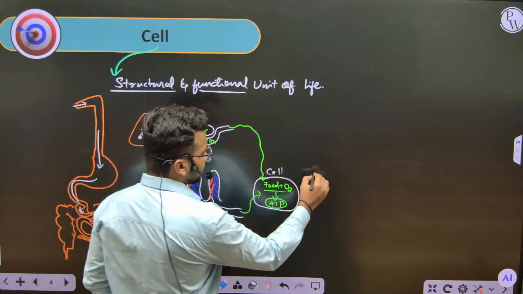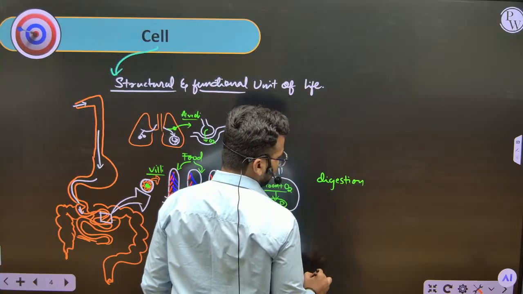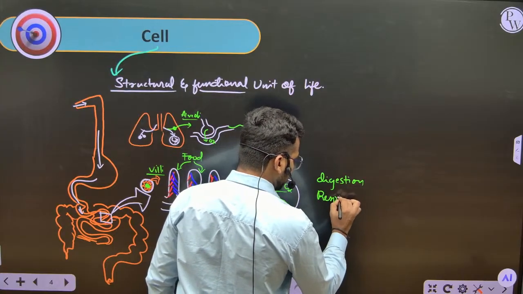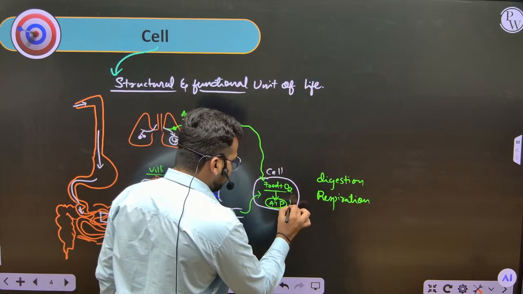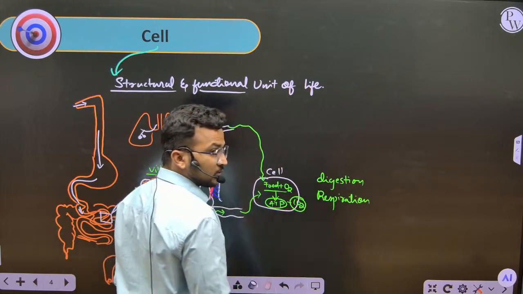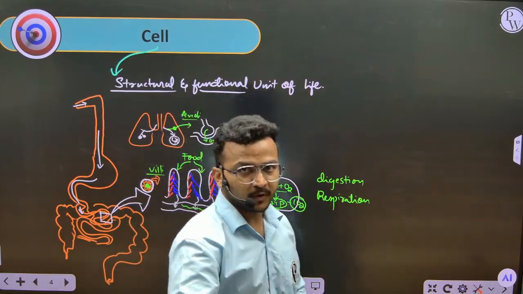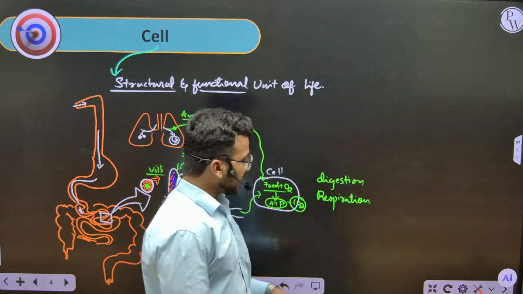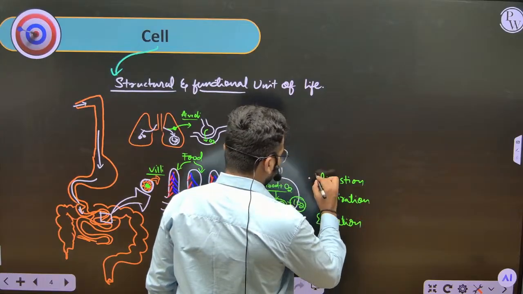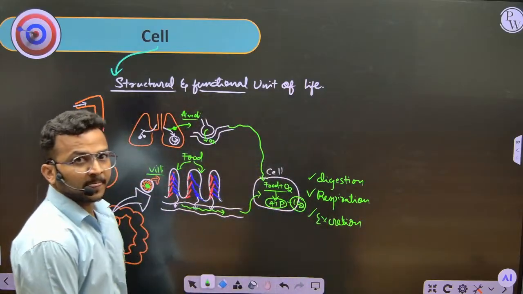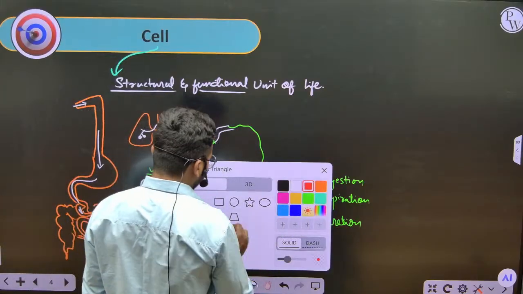See, digestion is also connected here. Digestion is also connected to the cell. Respiration is also connected to the cell. And after that, some waste product will be released along with this CO2. So it is a waste, no? It means the removal of the waste product, which is nothing but related to excretion. So all these processes you can link with this cell here. So this is what we are calling the functional unit of life.